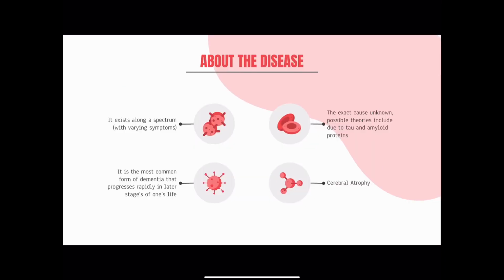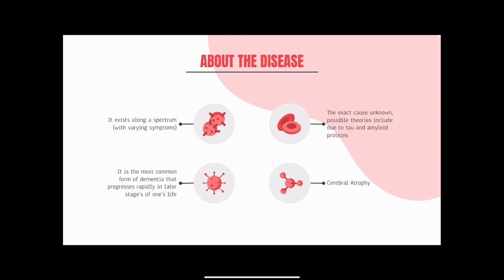Simply put, Alzheimer's disease is a neurodegenerative condition that can be diagnosed along a spectrum, such that there can be individuals with a more aggressive version of the disease who may end up functionally dependent, whereas there are other individuals who are maybe in their earlier stages and may just be suffering from early memory changes for now. It is the most common form of dementia that tends to show symptoms in later stages of one's life.